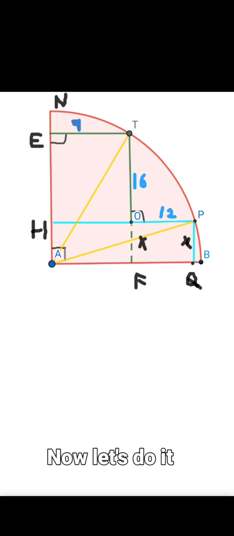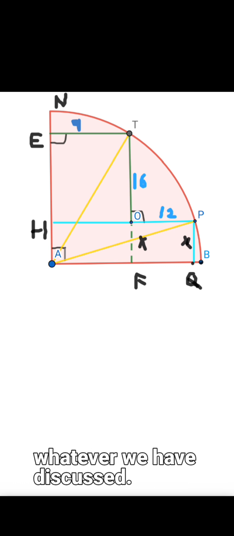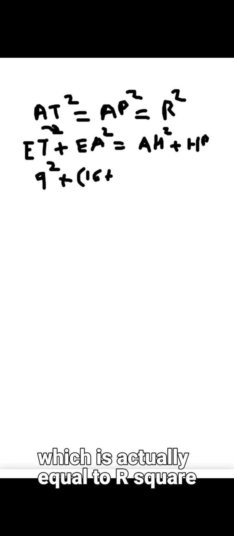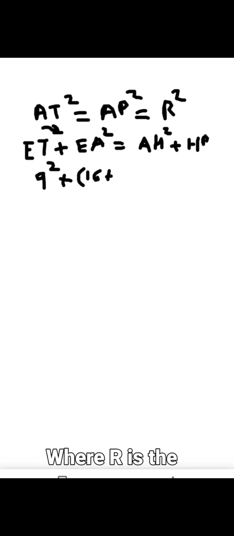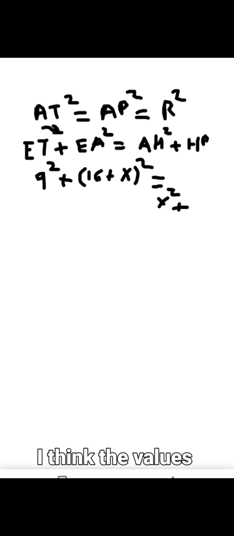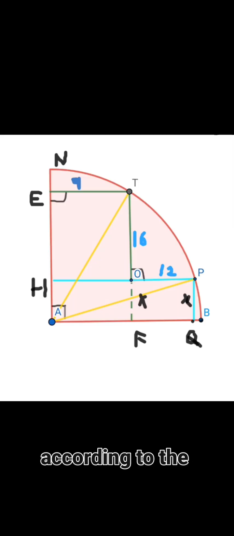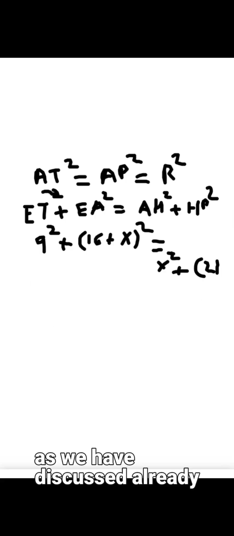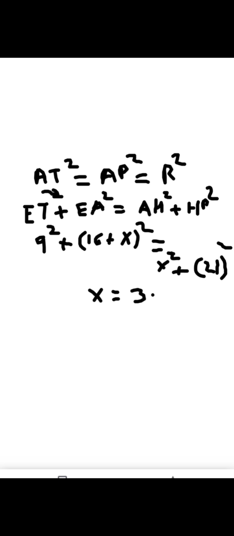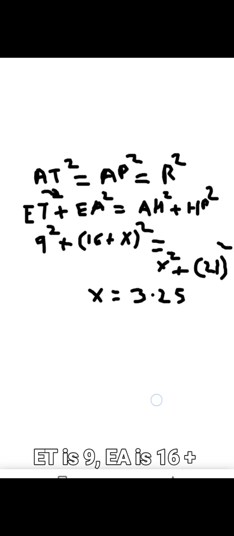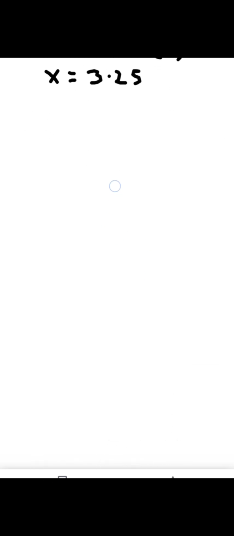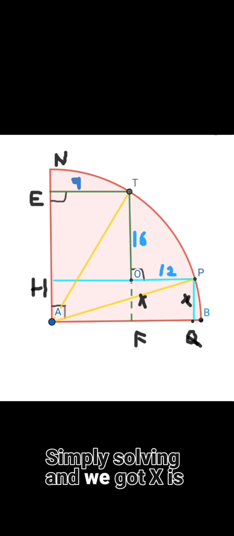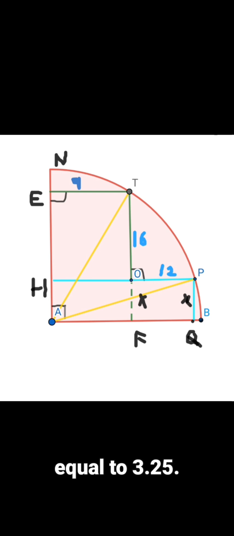Now let's do it mathematically, whatever we have discussed. Diagonal AT square is equal to AP square, which is actually equal to R square, where R is the radius of the circle. Taking the values of ET and EA according to the figure as we have discussed already, ET is 9, EA is 16 plus X. Simply solving, we get X is equal to 3.25.